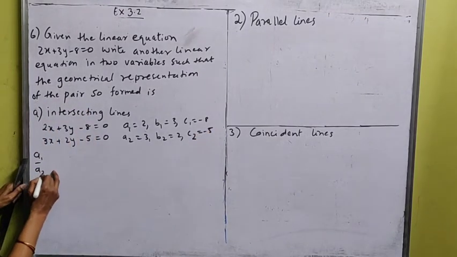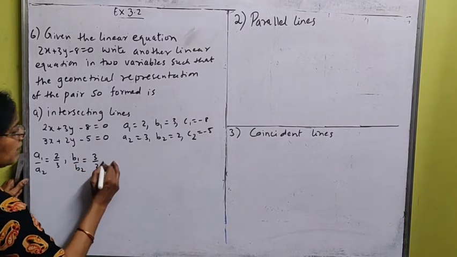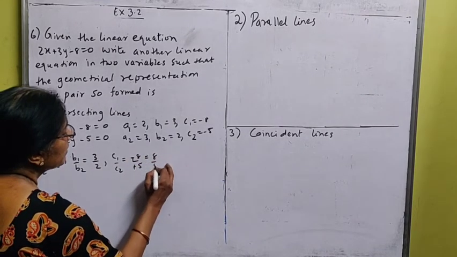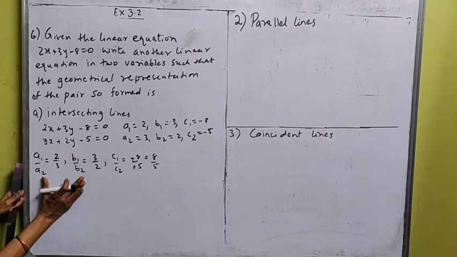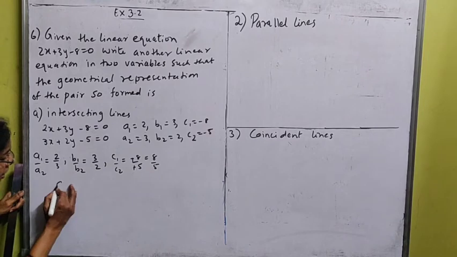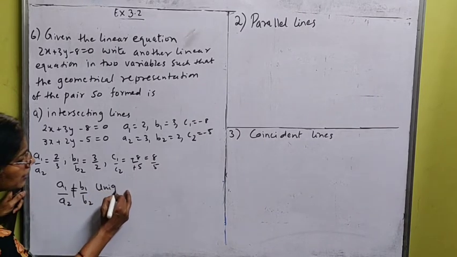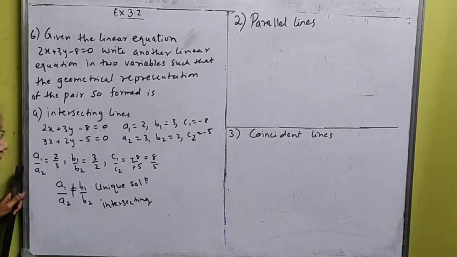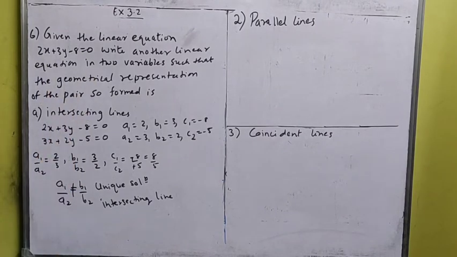So A1 by A2 is equal to 2 by 3. B1 by B2 is equal to 3 by 2. C1 by C2 is equal to minus 8 by minus 5, which is 8 by 5. For intersecting lines, these two ratios A1 by A2 and B1 by B2 are very important, and we find that they are not equal. So it has a unique solution, which means you will get an intersecting line graph. And the question asks for a geometrical representation, so you have to draw the graph of this. That is homework for you.